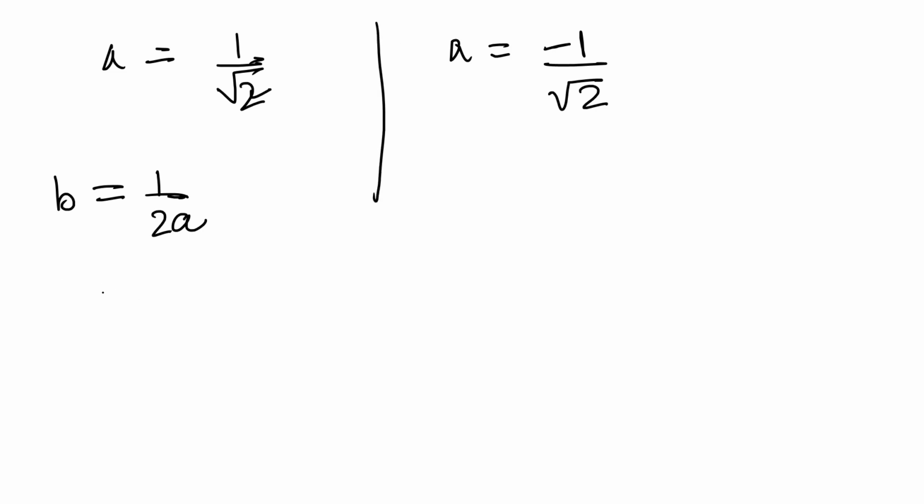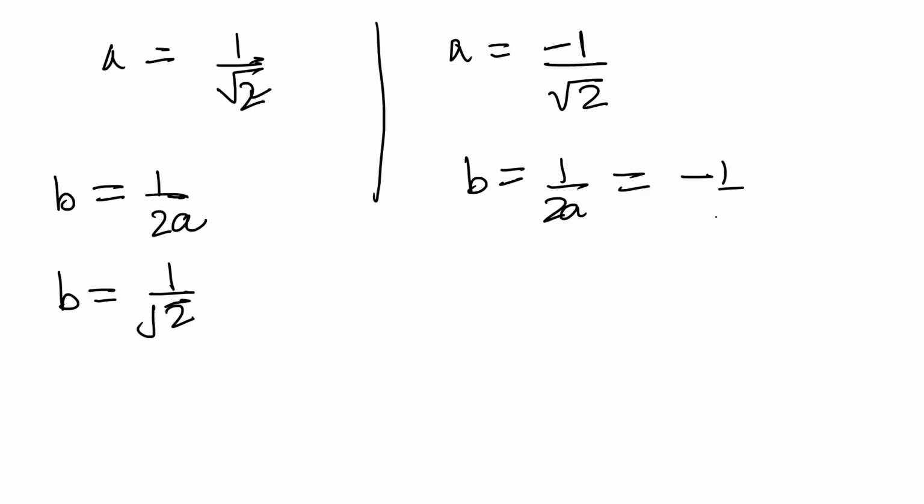We will get 1 over 2a. If you simplify it, you will simply get 1 upon square root of 2, same as the value of a. And similarly here, if you evaluate the value of b by using 1 upon 2a, you will again get negative 1 by root 2. So these are the two pairs of values of a and b that we are getting.